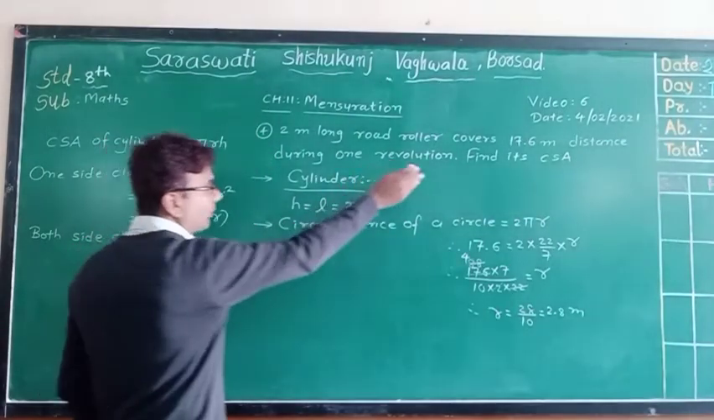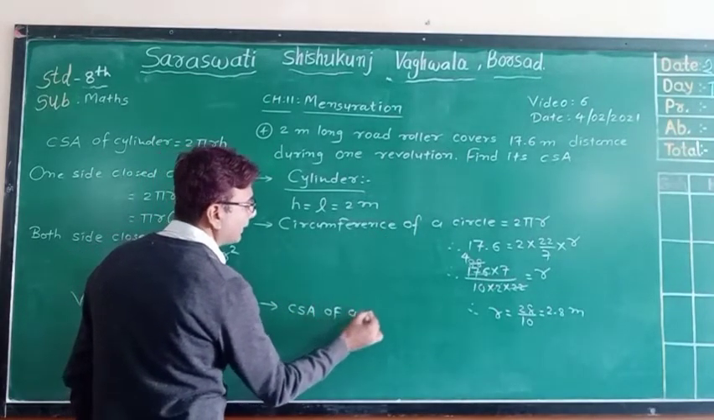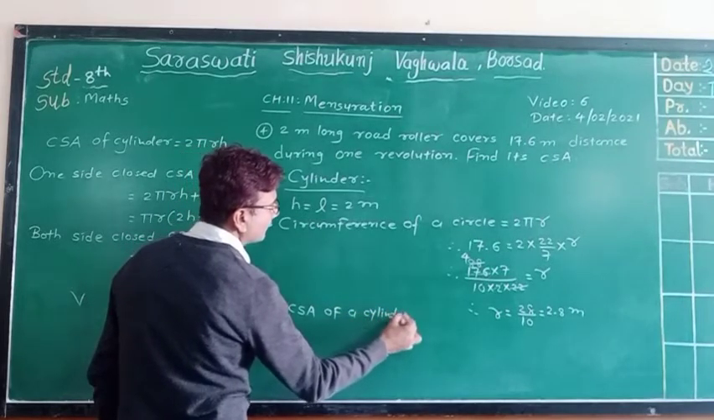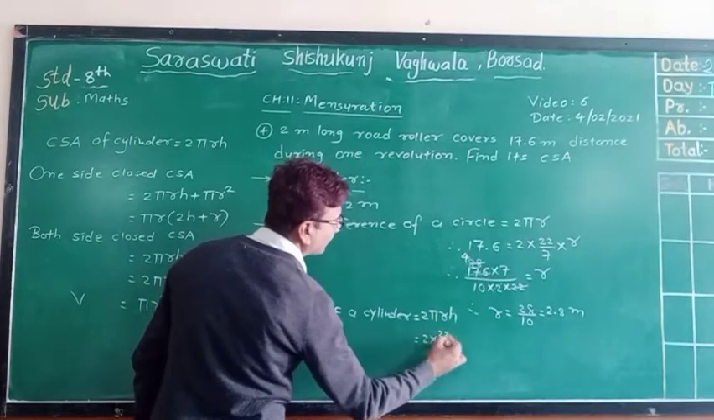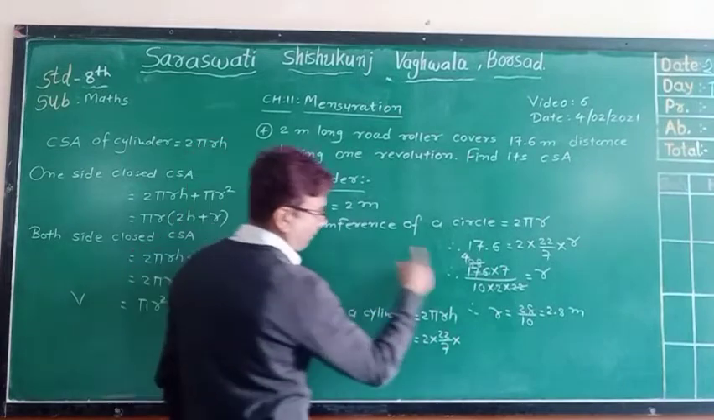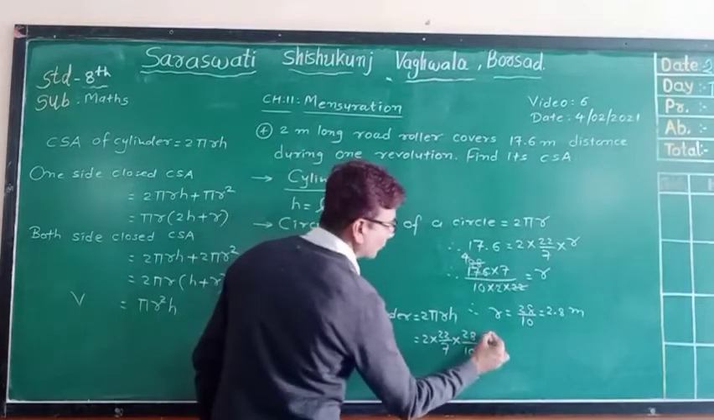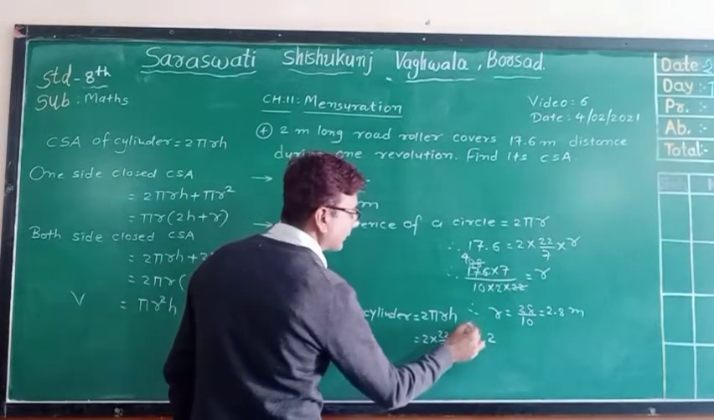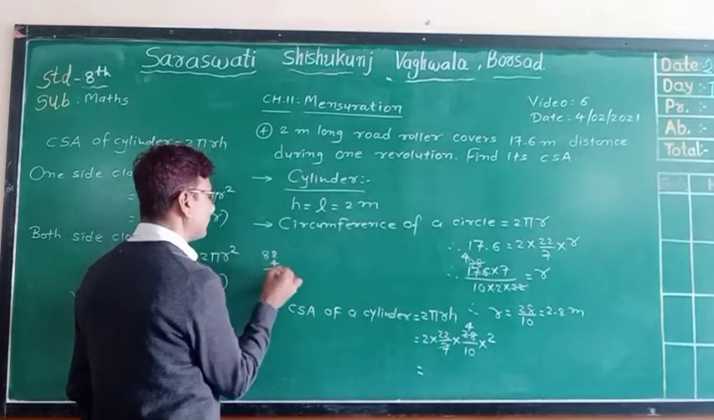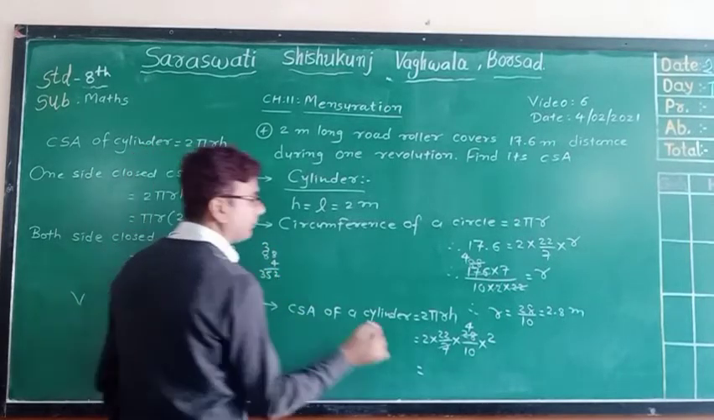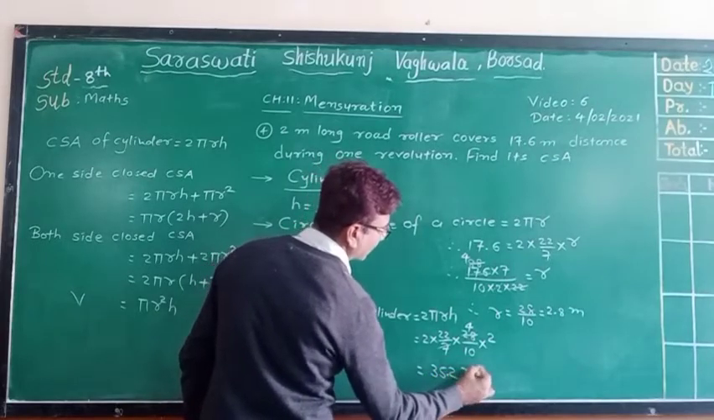Now what do we have to find here? Find its curved surface area. Curved surface area of a cylinder equal to 2 pi r h. This 2 pi is 22 by 7. Radius is 28 by 10, and h means length is 2. Now 7 4s are 28, so 22 4s are 88, 88 4s are 352 by 10, and the unit is meter square.